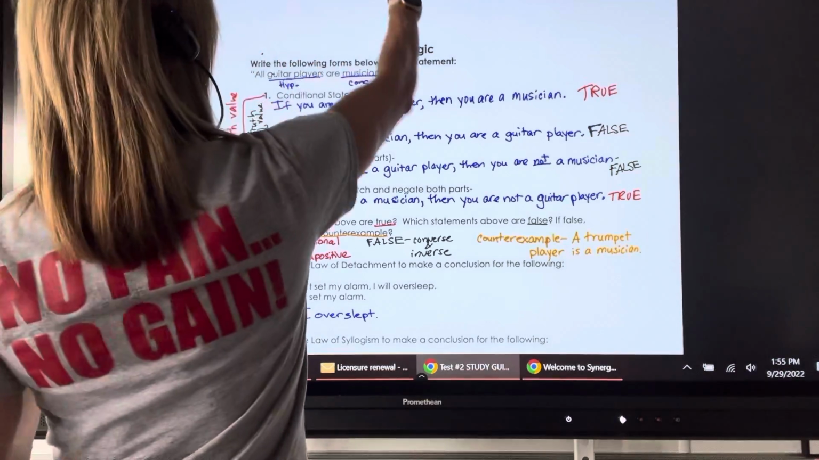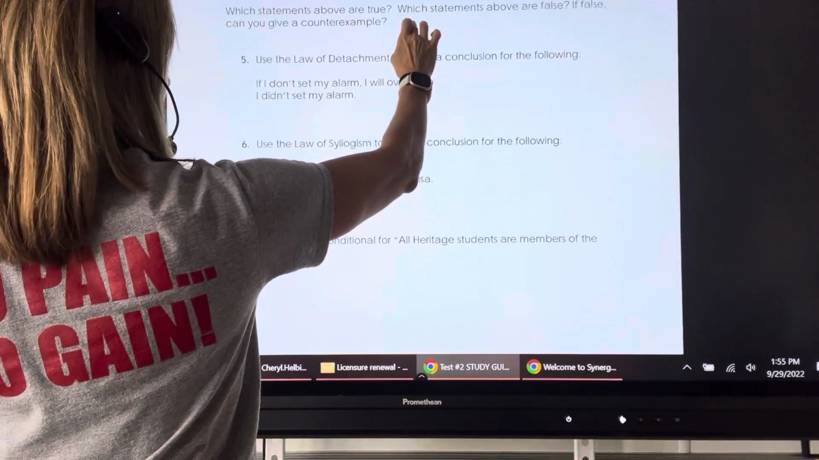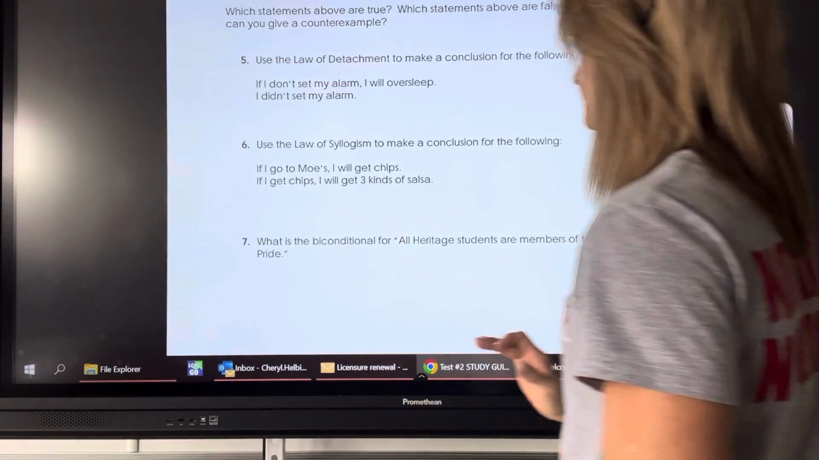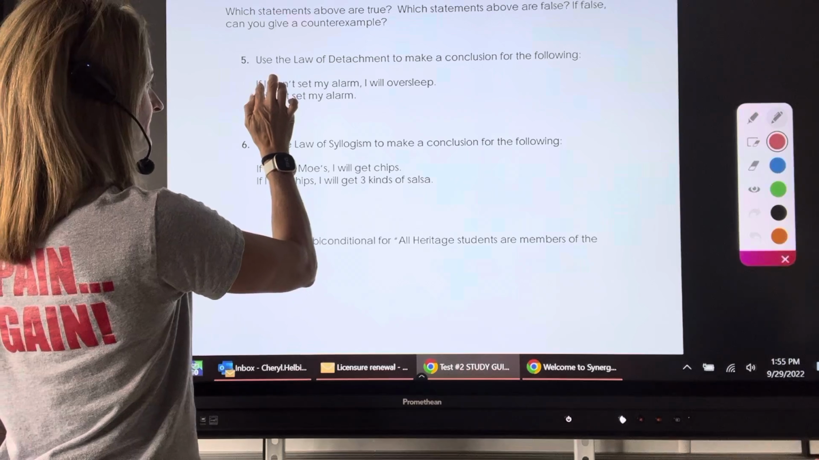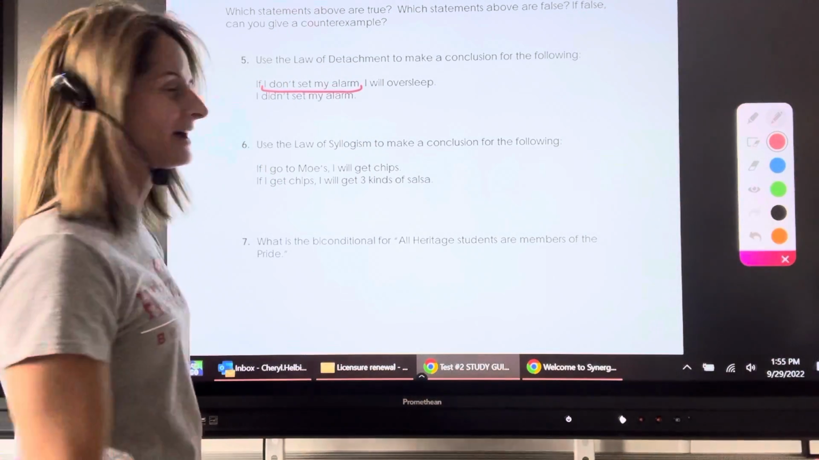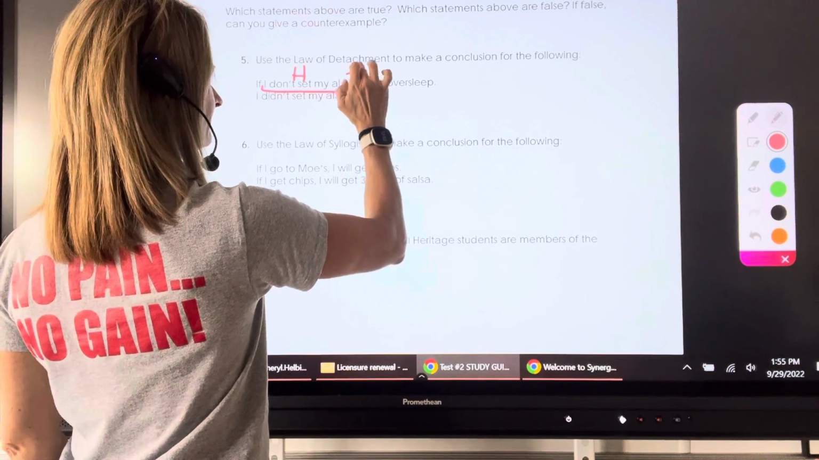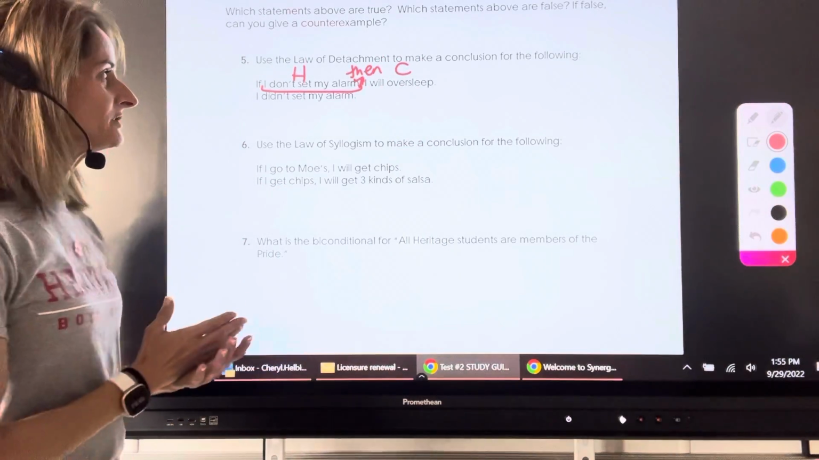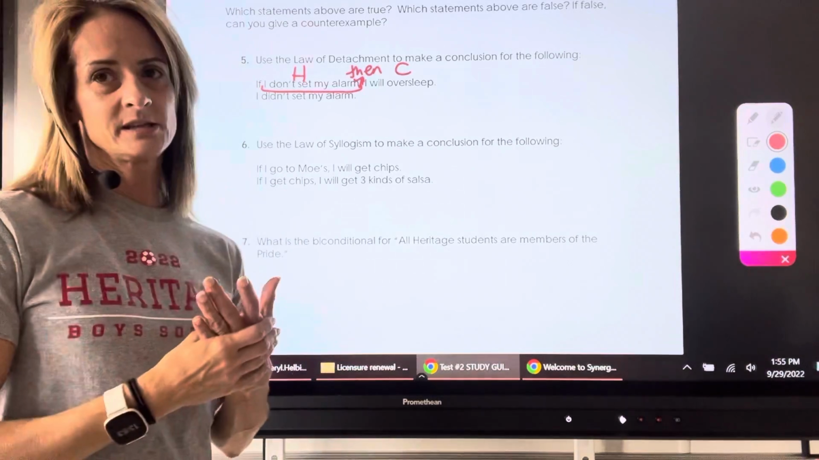Now let's go to the law of detachment. That's a big word, and a lot of people have trouble. As soon as they see that, they kind of freak out. And really, this is just common sense. A lot of times they leave out the then, and that's perfectly fine. What comes after the if is called the hypothesis. If hypothesis, then conclusion. So the hypothesis is, I don't set my alarm. And the conclusion is, I will oversleep.